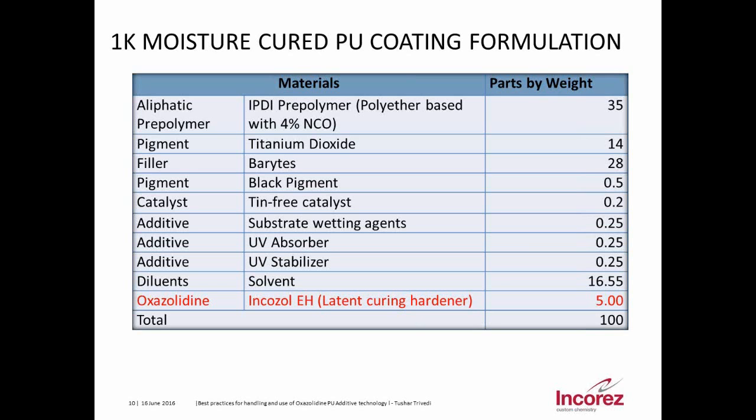This is a typical guide formulation of a one-component moisture-cured polyurethane coating. Just quickly going through, I've used an aliphatic pre-polymer, particularly IPDI pre-polymer here, along with some pigments, fillers, some catalysts. We have some additives, UV additives, solvent, and finally, in this formulation, we have used INCOZOL EH. Actually, you can use INCOZOL 4 as well. Both INCOZOL 4 and EH are recommended for one-component moisture cured PU coating formulations.